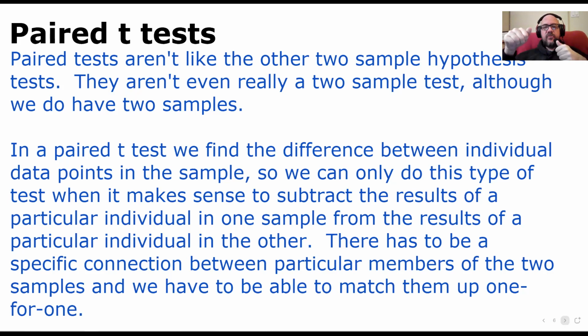And so what that means is there has to be some sort of connection between each individual in one sample and some corresponding individual in the other sample. You have to be able to match them up 1-to-1, and you have to be interested in the difference in what you're measuring between the 2 of them. So here's what I mean by that.